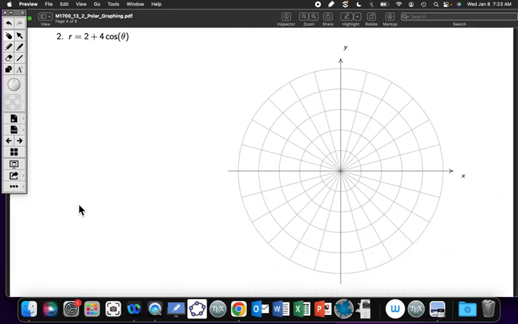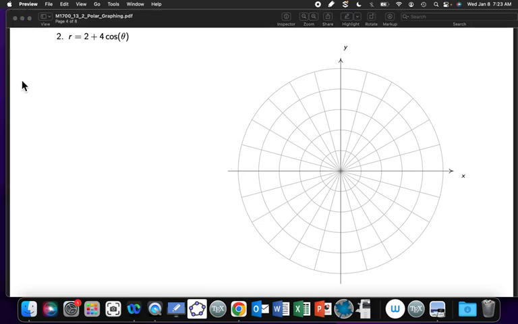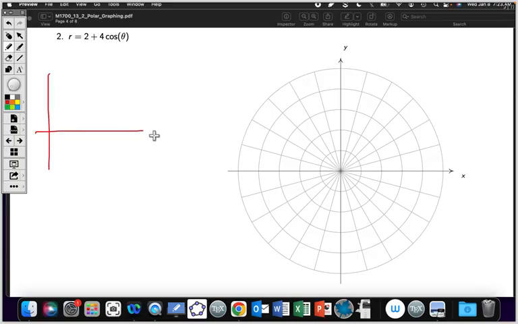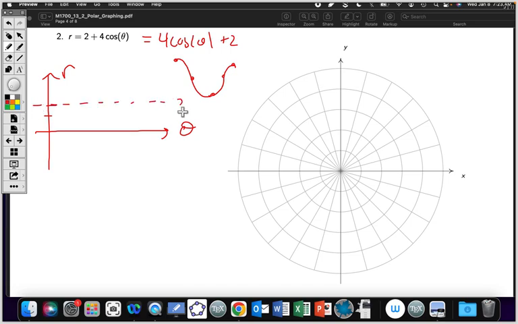Let's take a look at number 2, r equals 2 plus 4 cosine theta. So once again, I like to start off over here in the r theta land. And let's write this as 4 cosine theta plus 2. So once again, we're given a standard cosine, frequency 1, no phase shift, vertical shift of 2, amplitude of 4, and this is a positive 4. So it's going to follow the traditional cosine pattern, high, middle, low, middle, high. So we'll go out here at 2. I have an amplitude of 4. So it starts off at the high point.